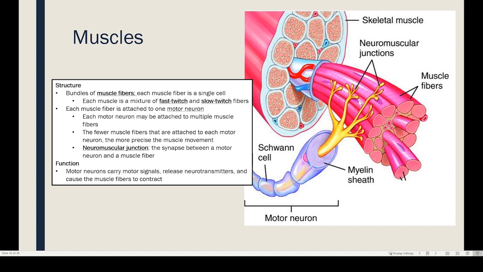And where the motor neurons attach to the muscle fibers, we call those neuromuscular junctions. So it's basically just a synapse, because the motor neuron is sending a neural signal to these muscles, but it's a synapse between a motor neuron and a muscle fiber.